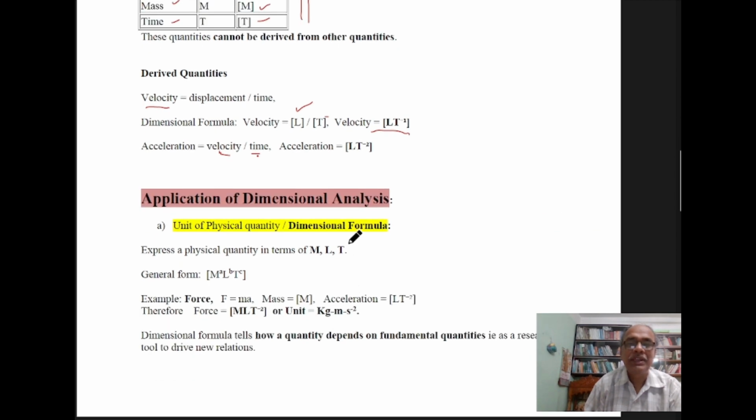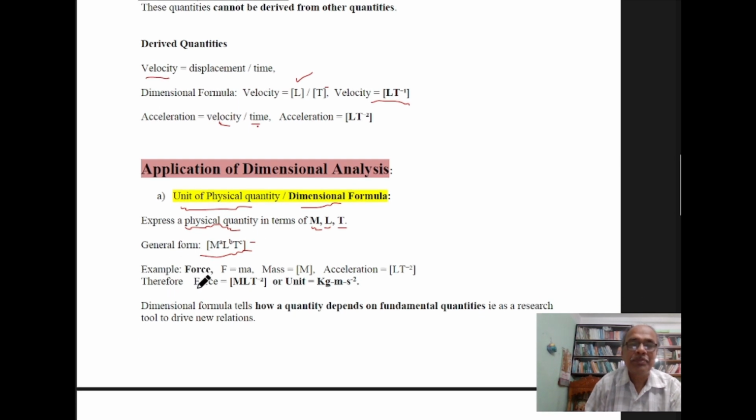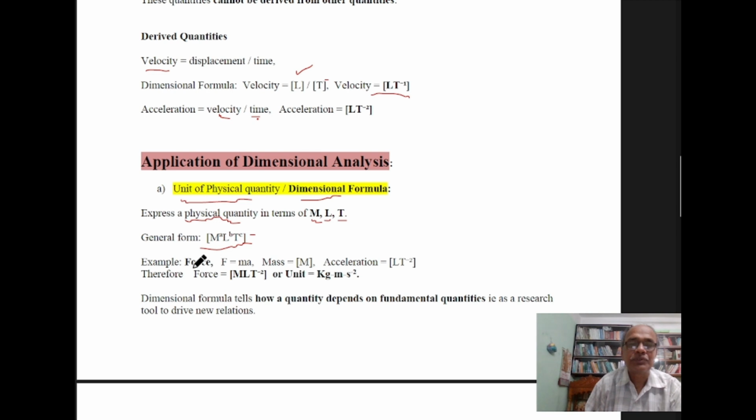Now, where are dimension formulas used? An application is finding the unit of a physical quantity. Here, whatever the physical quantity is, you express it in terms of mass, length and time, and the general formula will be M to the power a, L to the power b, T to the power c. Suppose we have to find the dimension of force. Force equals mass into acceleration. The dimension of mass is M and acceleration is L T to the power minus 2, so it is M L T to the power minus 2.